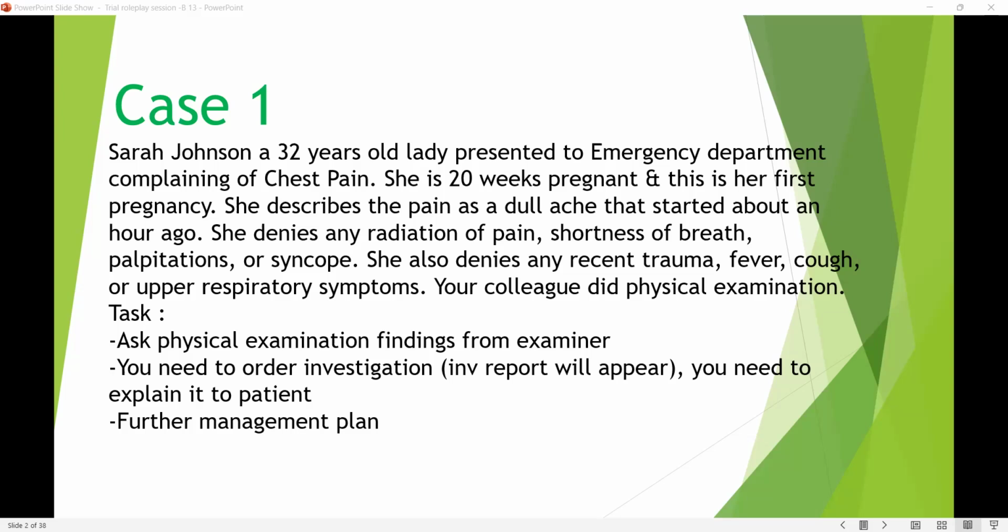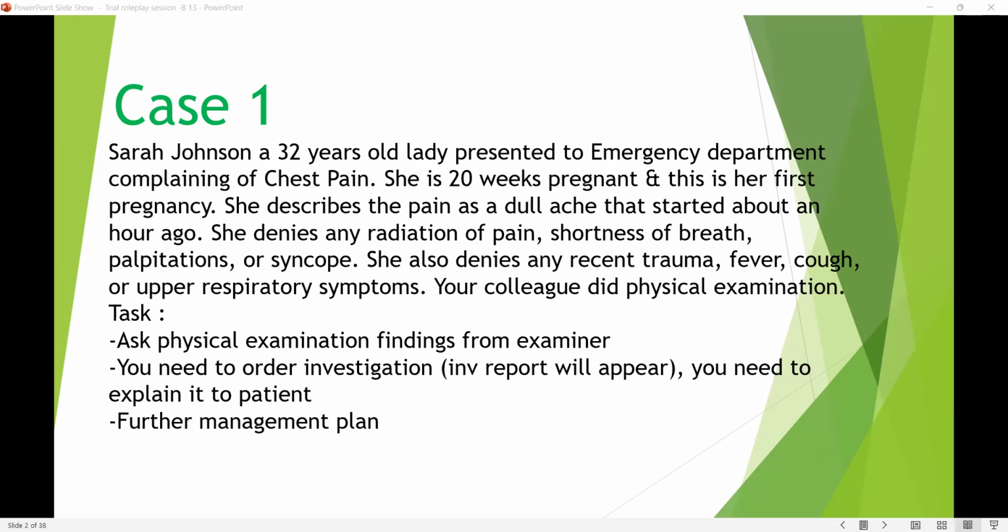So your patient: heart rate 90 beats per minute, blood pressure 130/80, respiratory rate 18, saturation 98% on room air. Okay. What is her general appearance?